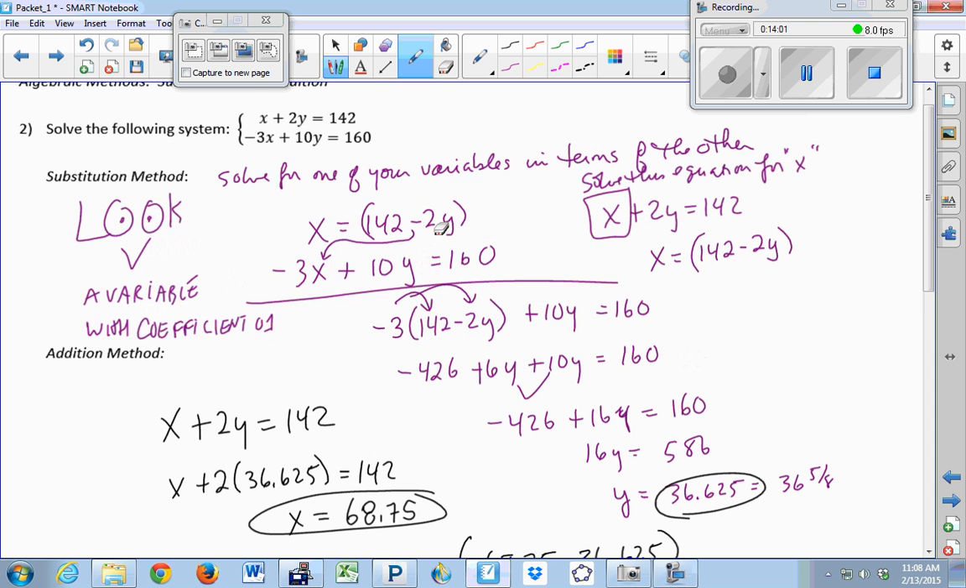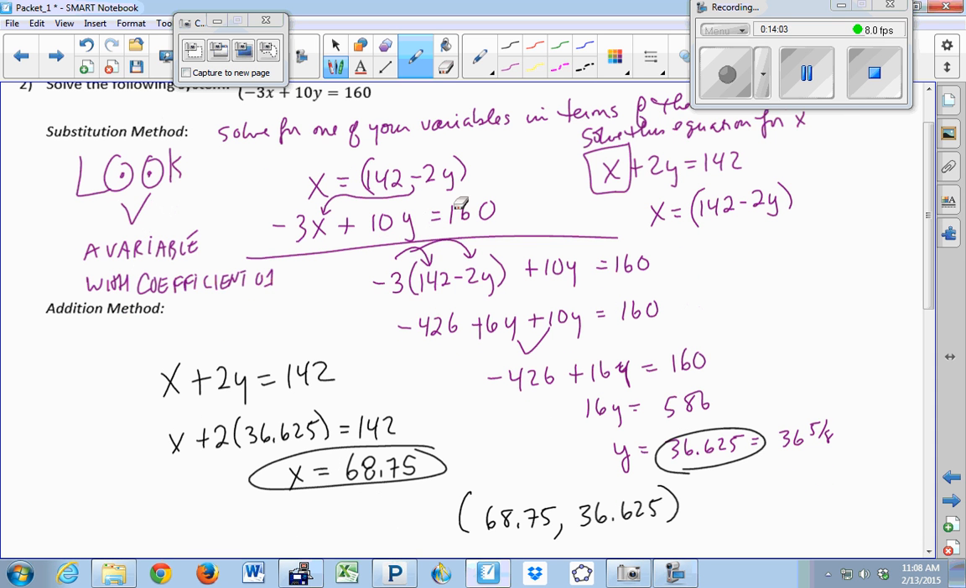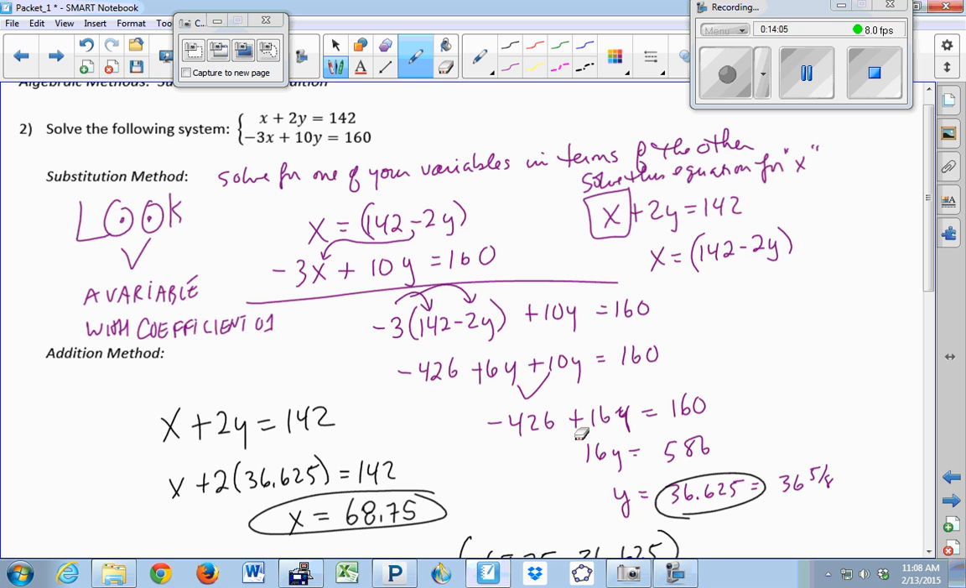And if you're really curious, you can always see if this is the right solution by placing it into your second equation. And once you do that, 160 should equal 160. And if it doesn't, it means somewhere along the way you made either an algebra mistake or a mistake adding, subtracting, or dividing. So you should always check your work. Okay, so that's the substitution method.